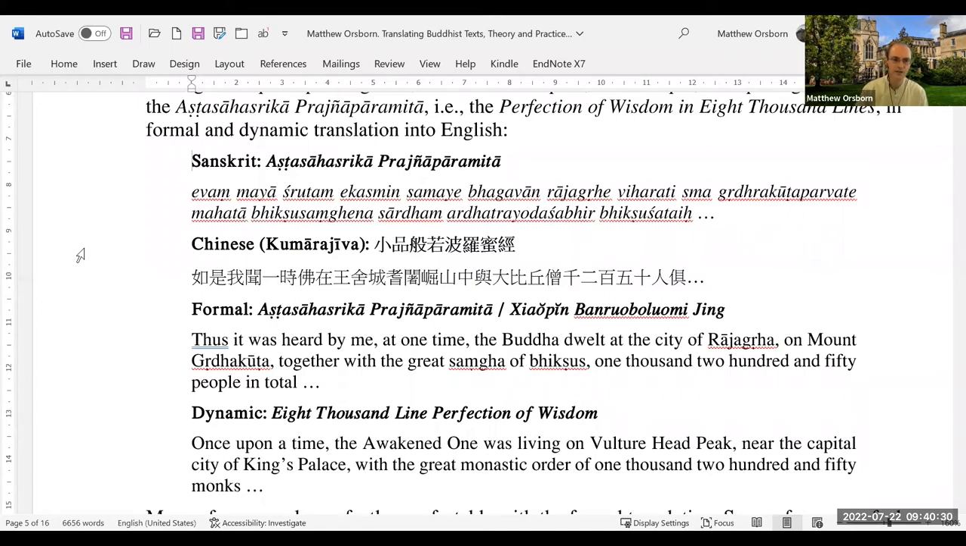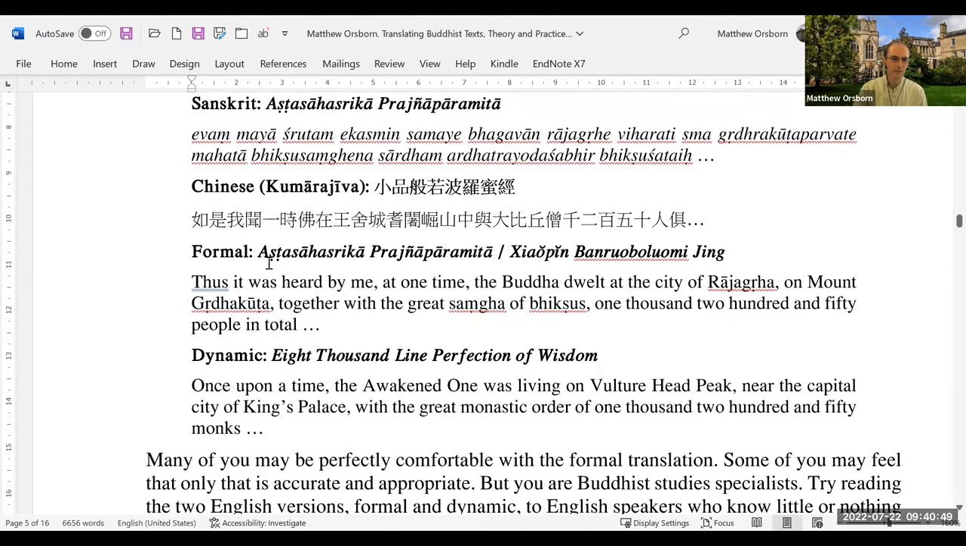If we use Kumarajiva's Chinese, Xiaopin Bore Boluomi Jing, the name would maybe be left in just Hanyu Pinyin. Now, for a formal translation into English, probably we'd leave the Sanskrit or we might do the Pinyin like that. But let's look at the text itself.